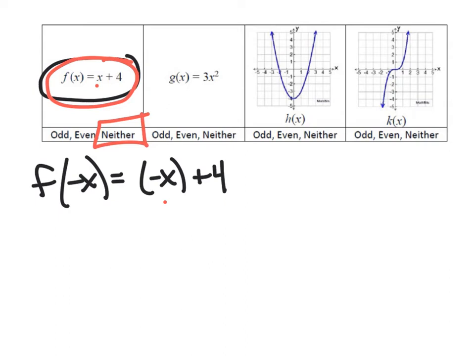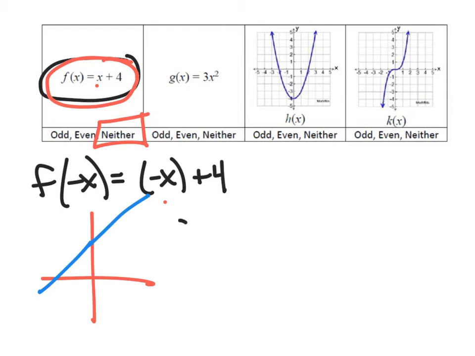Guess what else you could do, guys? You have a graphing calculator. Could you all graph x plus 4? And I believe it looks like this. So I can clearly say this is not symmetric to the y-axis, and if I flip it upside down, with respect to the origin, it's not in the same position.